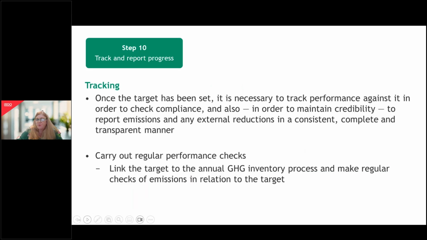And then track and report progress, very important. To have a target and not be tracking it, not be reporting progress, would mean nothing. So once we've set a target, we have to track performance against it, to check compliance in order to make it credible. And we have to report that. So it's really important that we have regular performance checks to link our target to our annual GHG inventory process and make sure that we're working towards achieving our target.